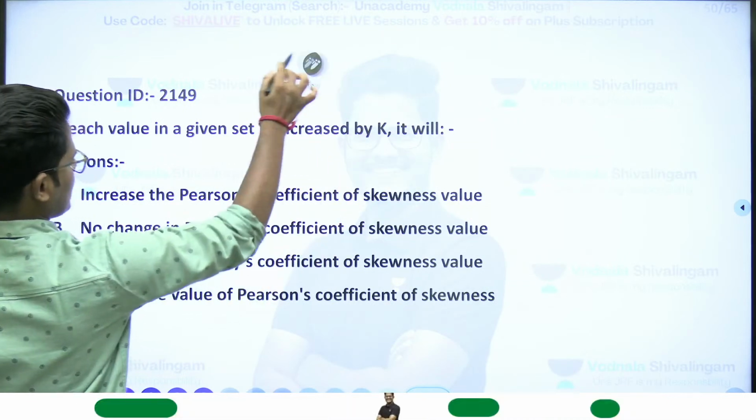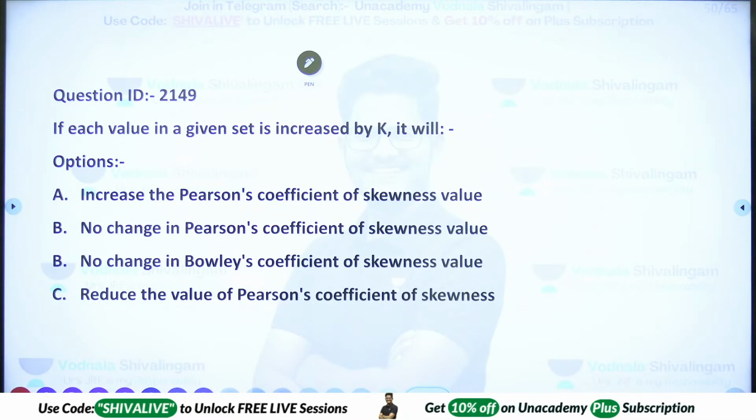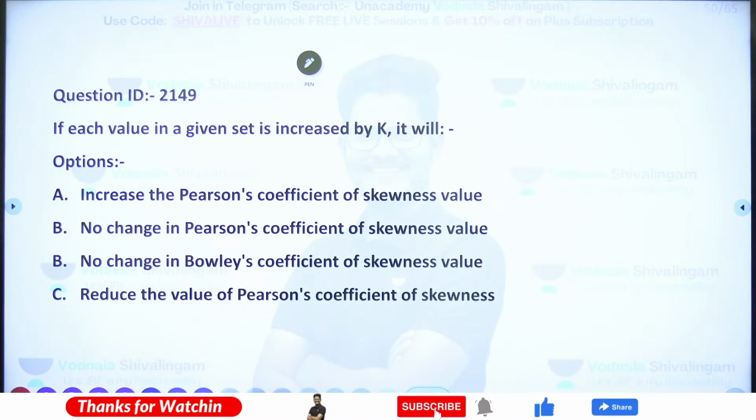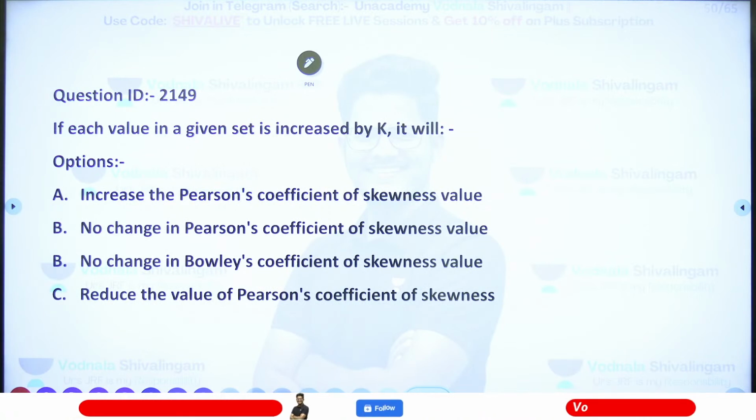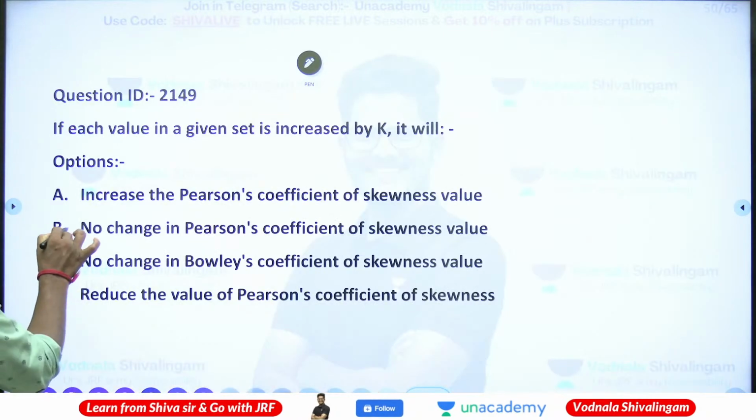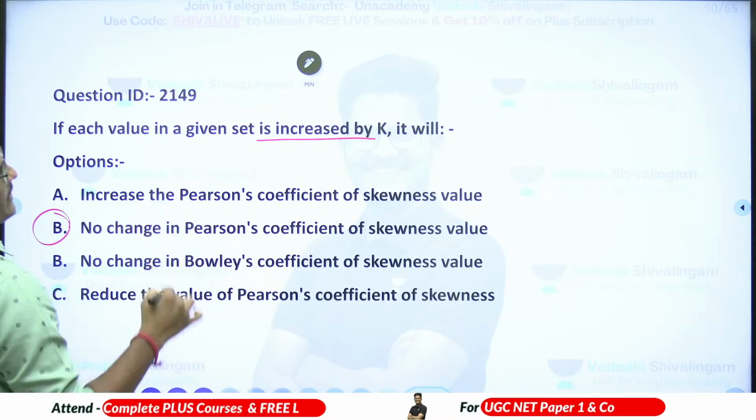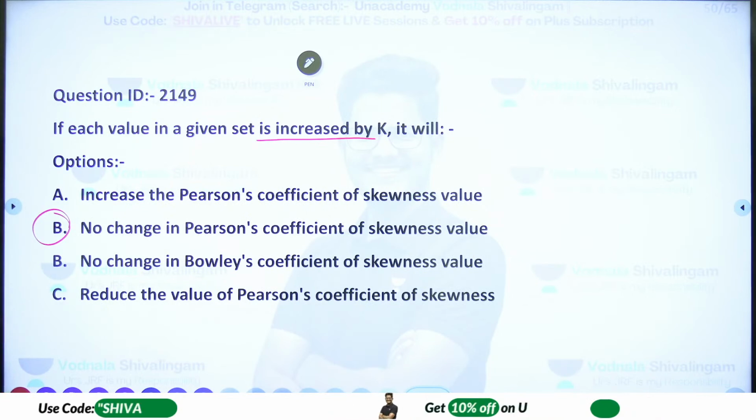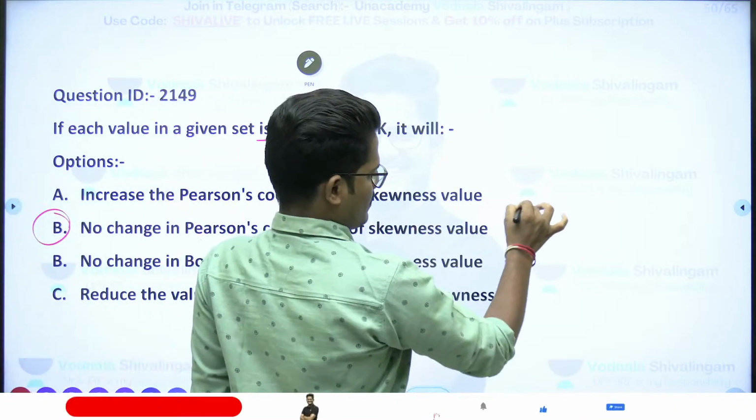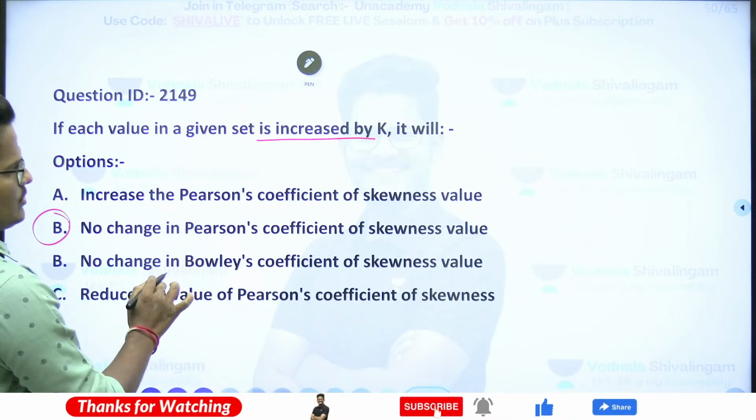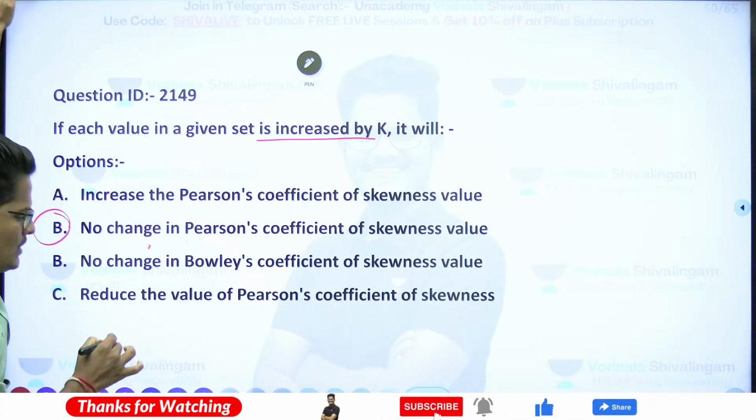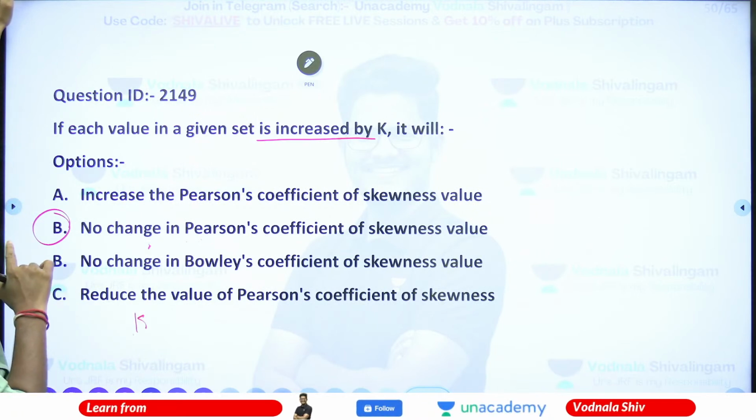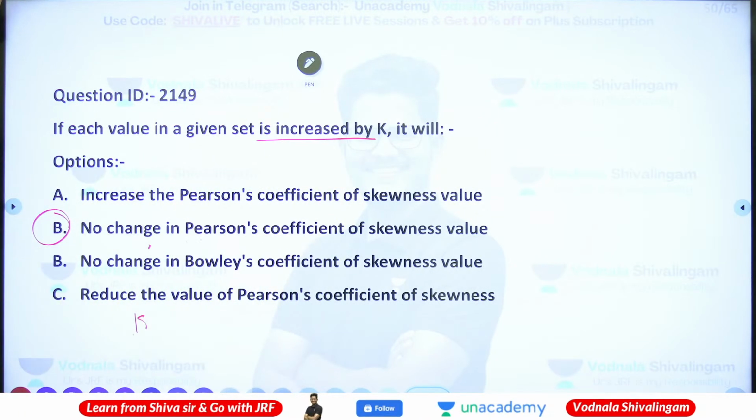Next, if each value in a given set is increased by k, then what will it be? So the answer for this question is B. When each value of a given set is increased by k, there is no change in the coefficient of skewness. The same answer was given in the previous question also. Whether divided or increased, multiplied or divided, neither has any impact on the coefficient of skewness.